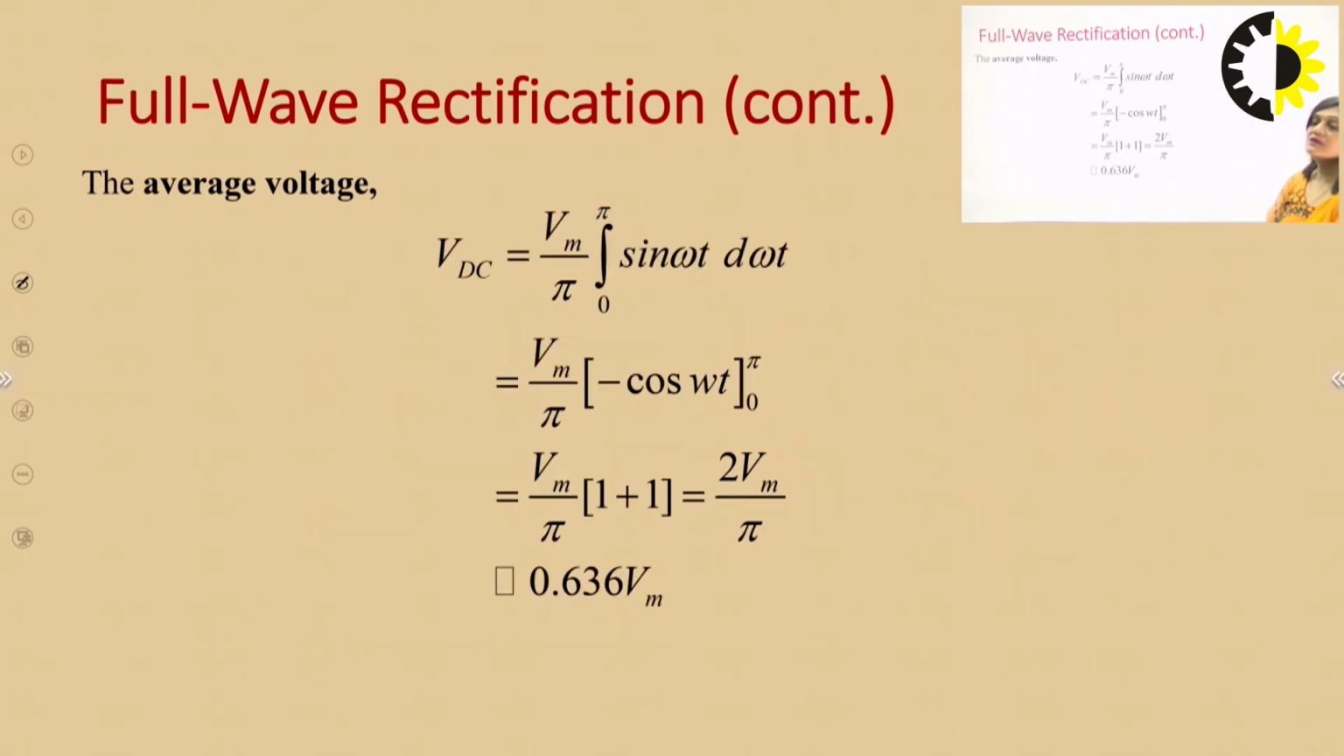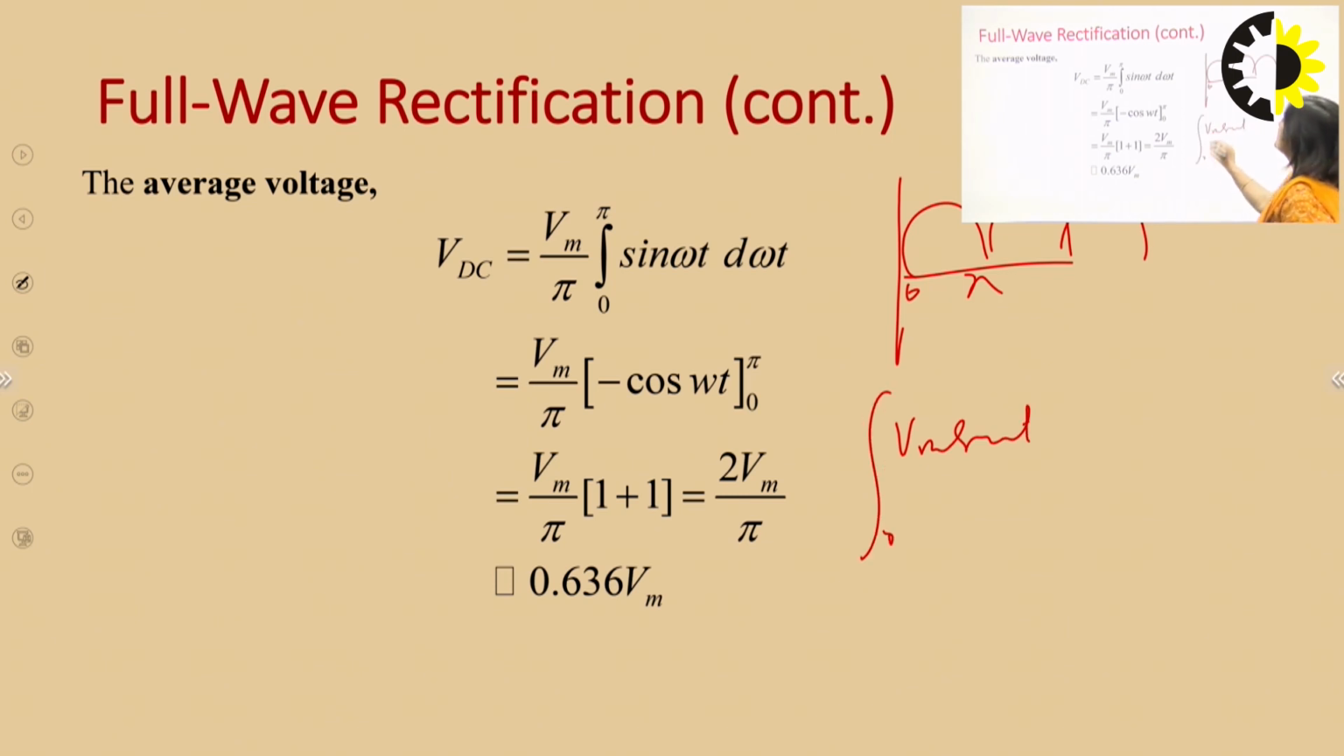Similarly, here we can also find the value of average voltage. We have this waveform, and the repetition is at pi. That's why we are taking the integral of Vm sin omega t from 0 to pi, divided by pi. So this is how we can calculate the average value. Okay, thank you.